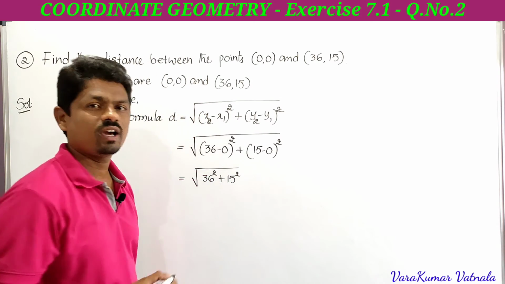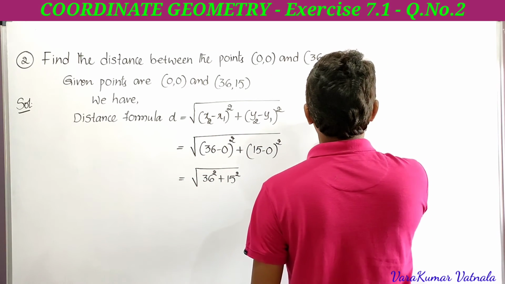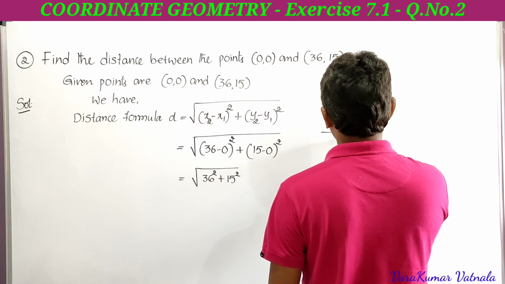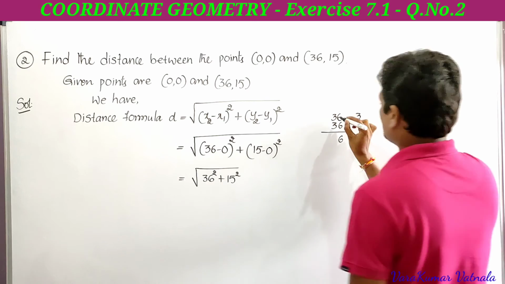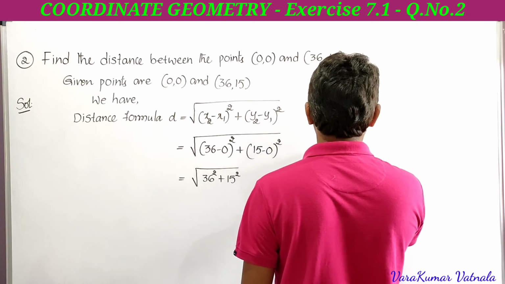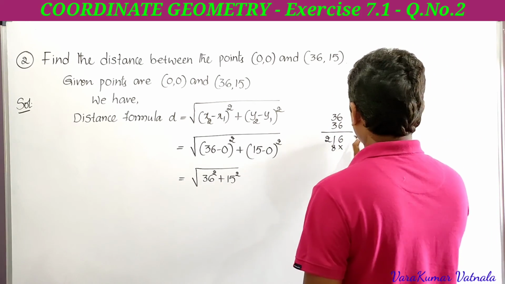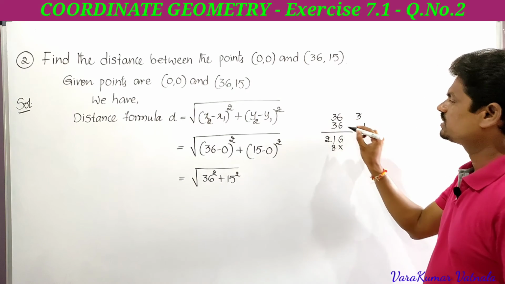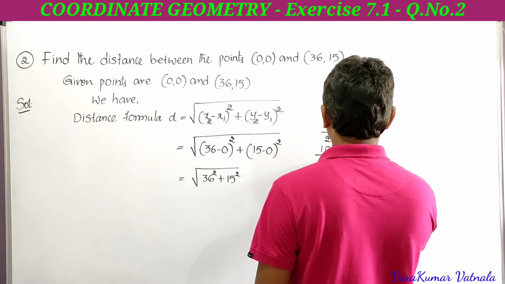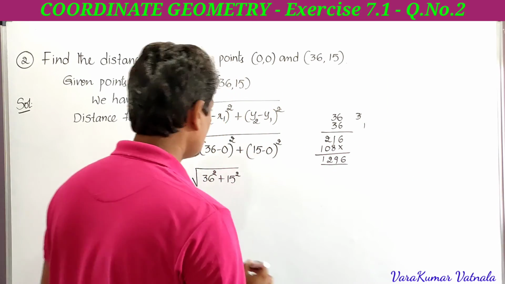36 square is 36 into 36, so we have to multiply 36 into 36. 6 6s are 36. Write 6 and carry 3. 6 3s are 18, plus 3 is 21. Now with 3: 3 6s are 18, write 8 and carry 1. 3 3s are 9 plus 1, 10. So it is 1296. So 36 square is 1296.